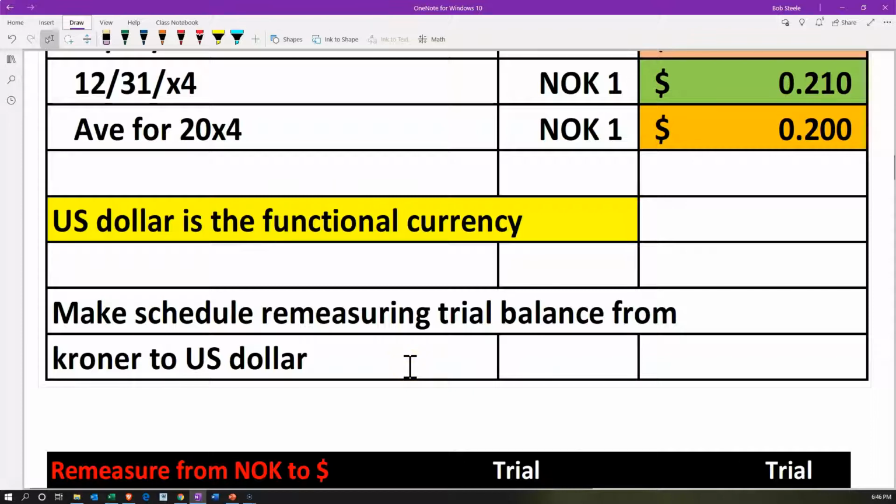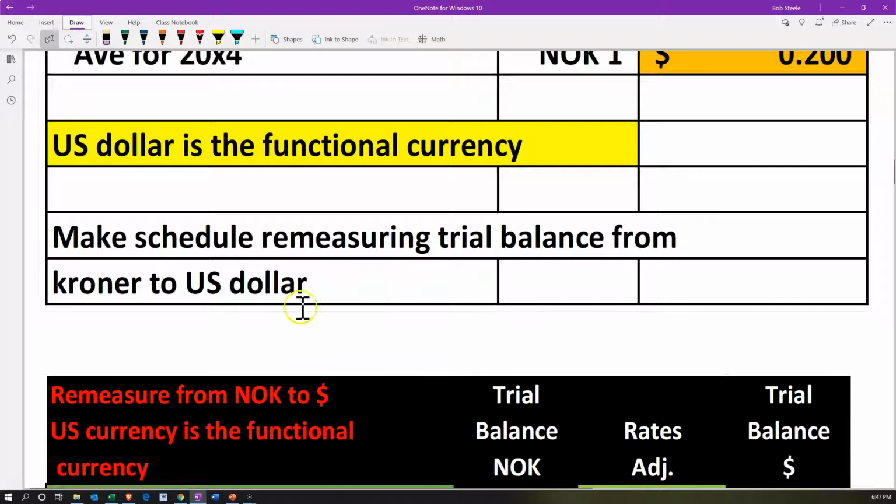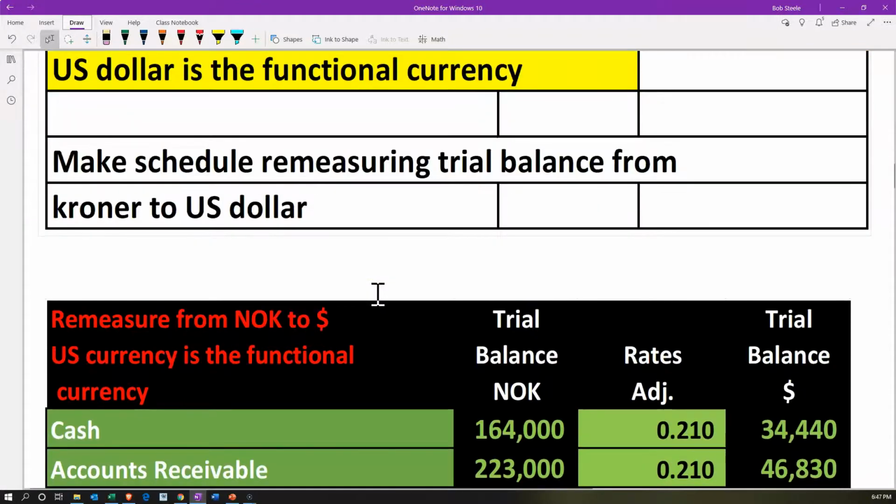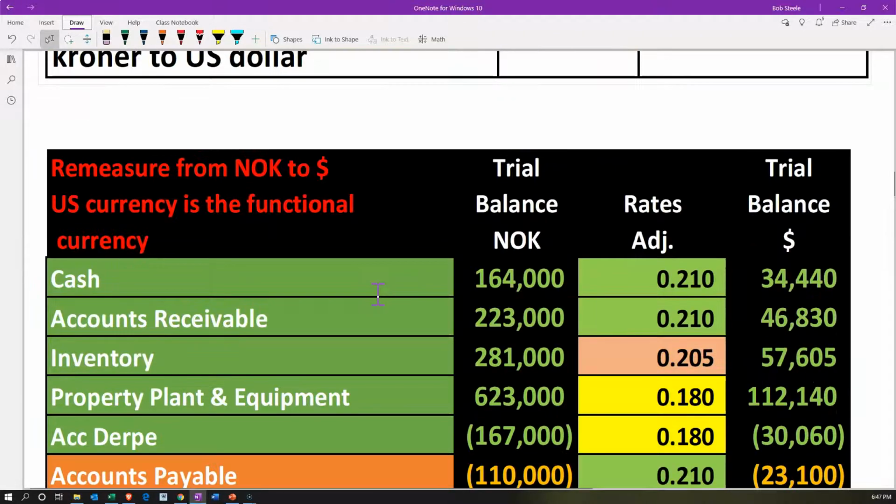Why? Because again, it's a foreign currency. We gotta take it and exchange it, or we gotta change it to the US dollar. But it's not a translation in the terms that we have seen before. It's a remeasurement, which is slightly different. So we've got to make a schedule remeasuring the trial balance from the kroner, which is going to be the foreign currency, which I'm going to forget all the time, and I'm just going to call foreign currency from here forward, to the US dollar. So here we have it.